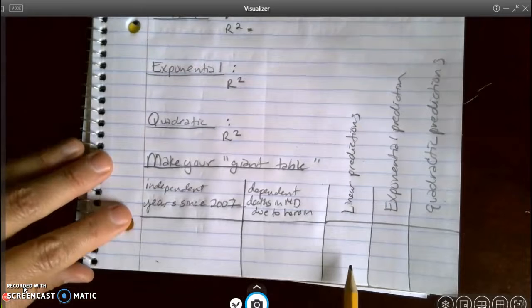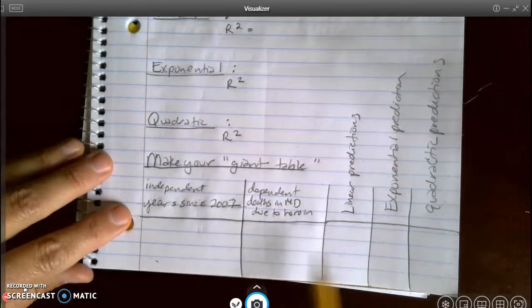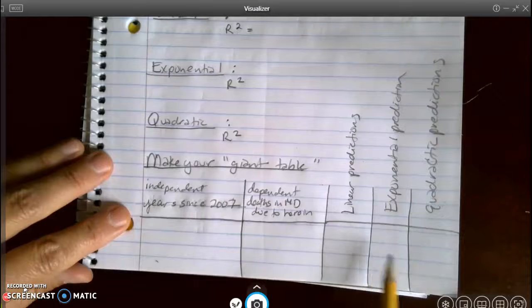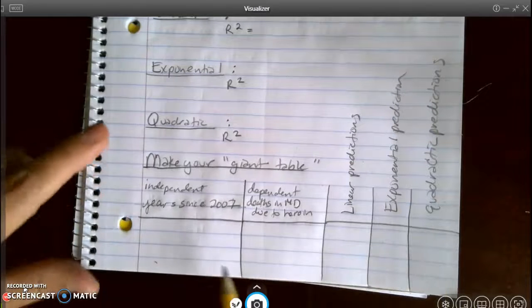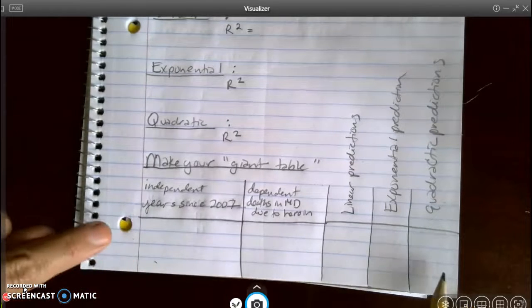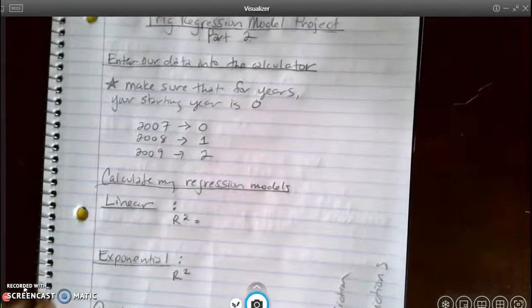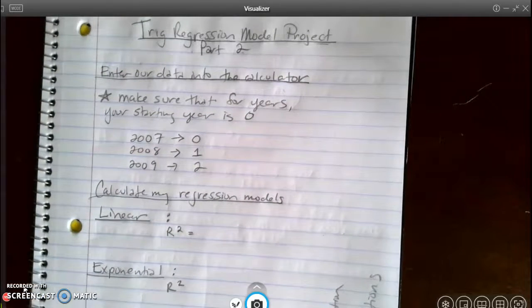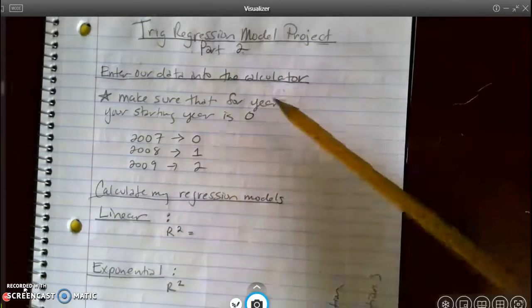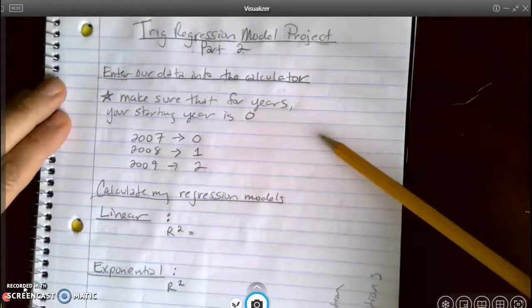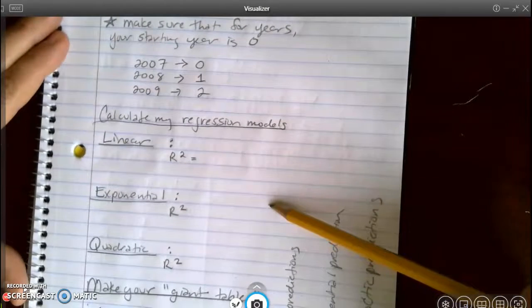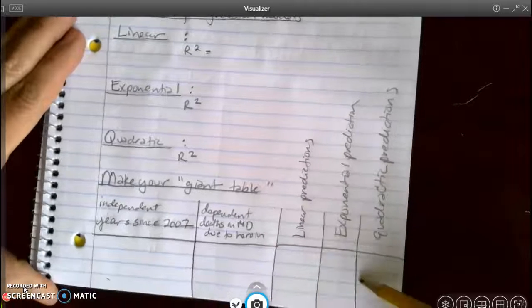Again, I'm going to do all this in the calculator. We've gone over how to do all this. This is part of that product grade, you knowing how to do each of these parts. That's why I'm not going to fill that in for you. And you'll make that giant table. That is what you need to do for part 2 of your Trig regression model project. Enter your data into the calculator, find your 3 models and their R-squared values, and then make your giant table.